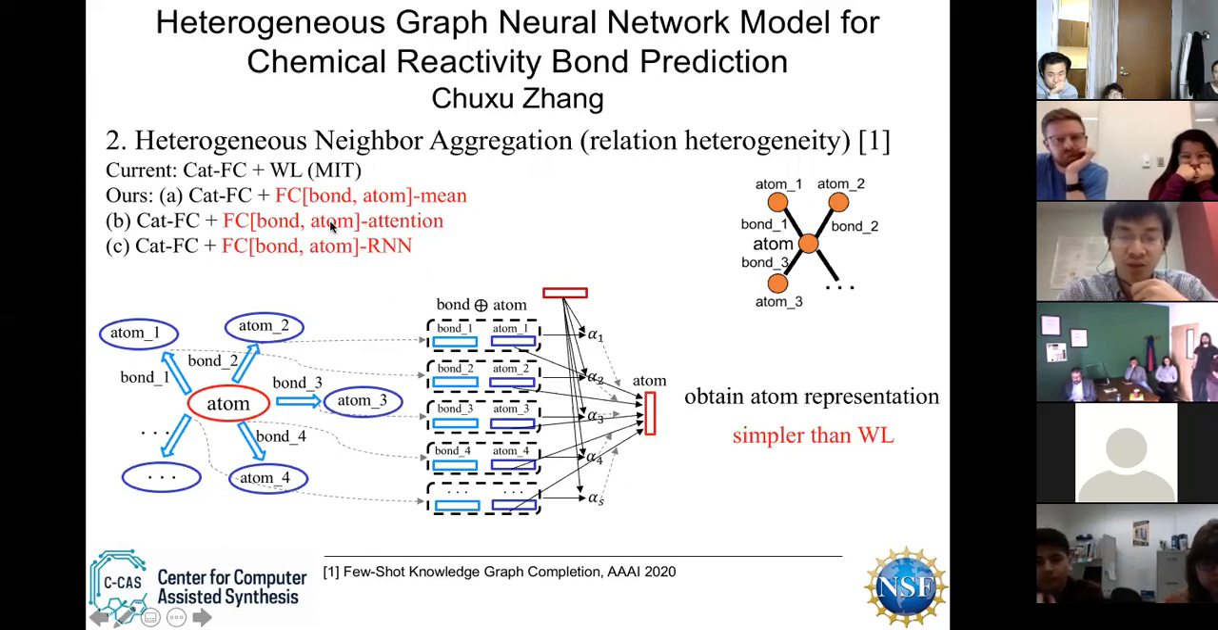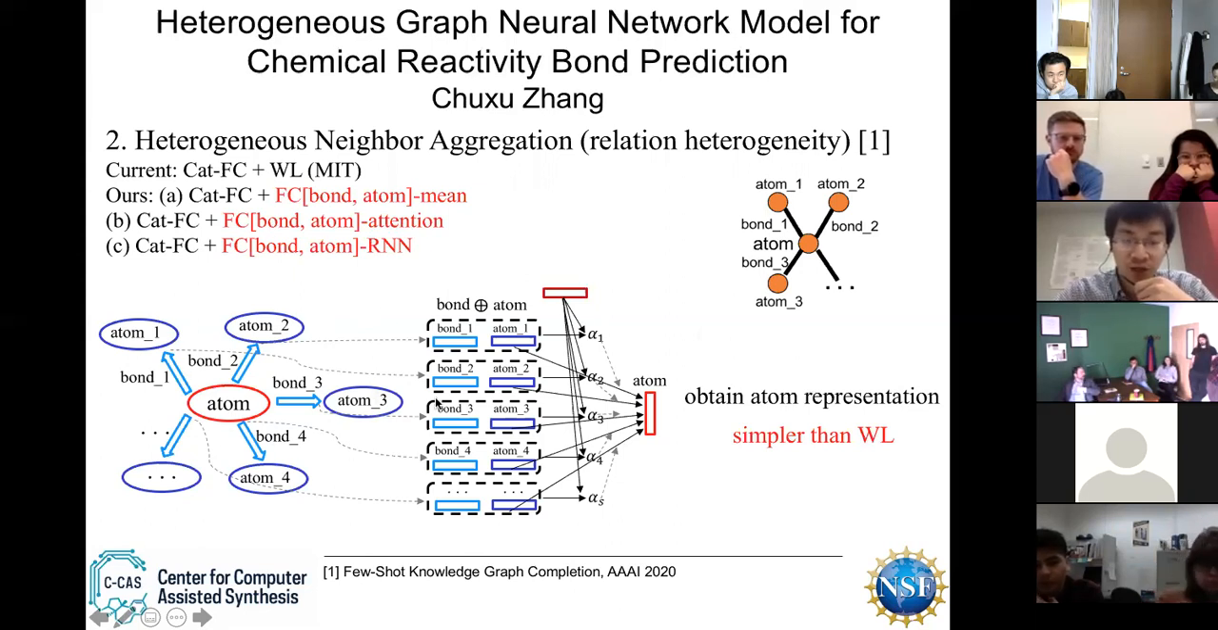So actually, the model I propose is quite simpler than the model proposed in the MIT work. But in the next page, I will show this model actually performs better than the MIT's work, even though the model is much simpler. So the idea of this model is quite simple.